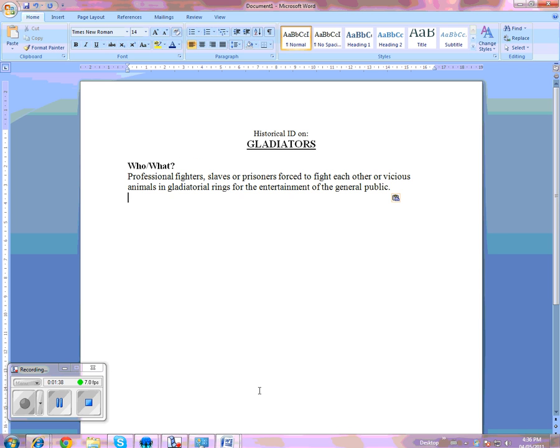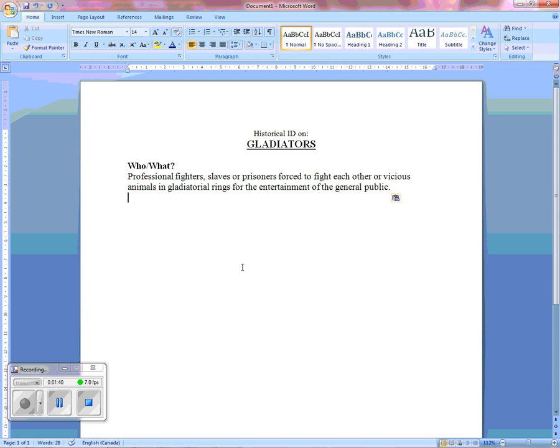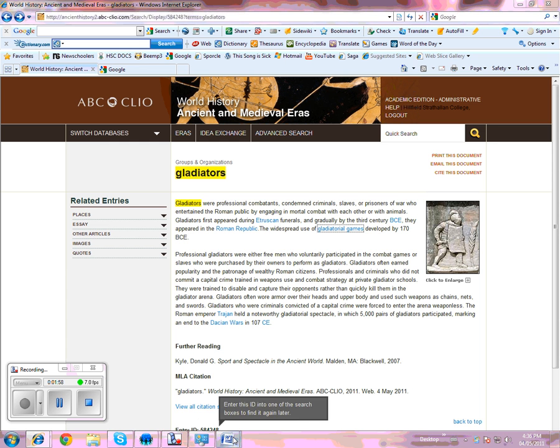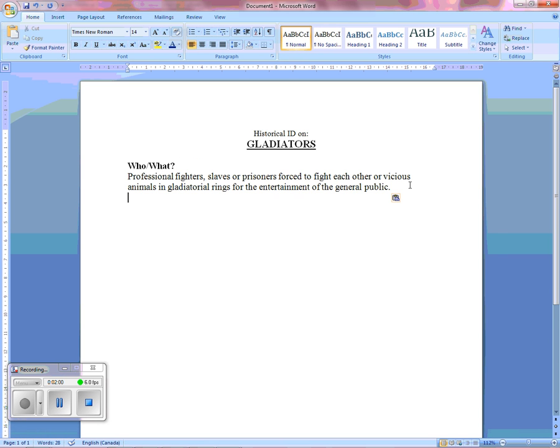The first thing is who or what your topic is, in this case, gladiators. The sentence you can see here basically outlines exactly that question. They were professional fighters, condemned criminals, slaves, or prisoners who entertained the Roman public by engaging in mortal combat. That means essentially it was a fight to the death. I paraphrase that in my own words, making sure I'm not copying, obviously, because that's illegal. But as soon as you have the main idea down, that's essentially all you need.